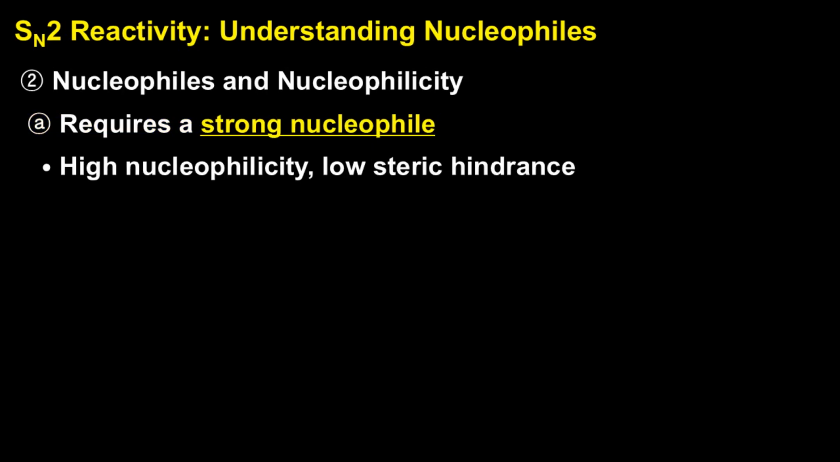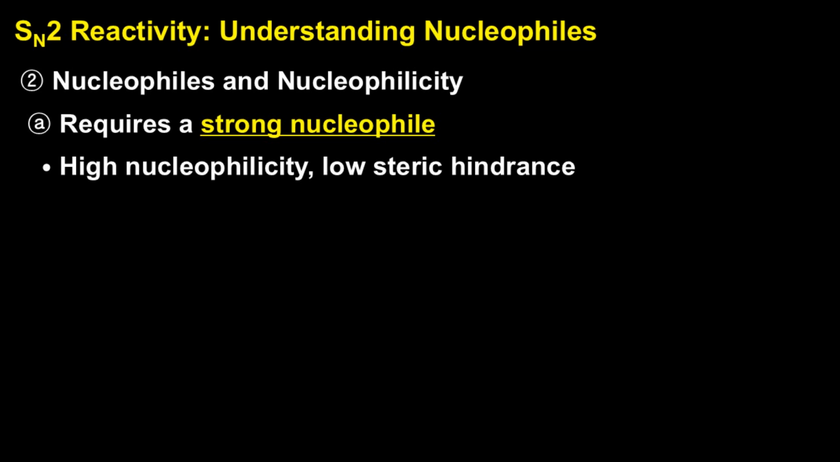Alright, so what is a nucleophile? It's an electron-rich species that looks for electron-poor places, like an electrophilic carbon, to make a bond. In an SN2 reaction, that bond-forming step happens in one go, so having a strong nucleophile is critical.